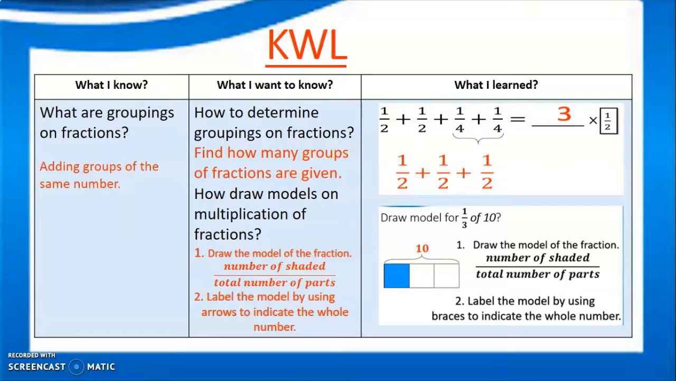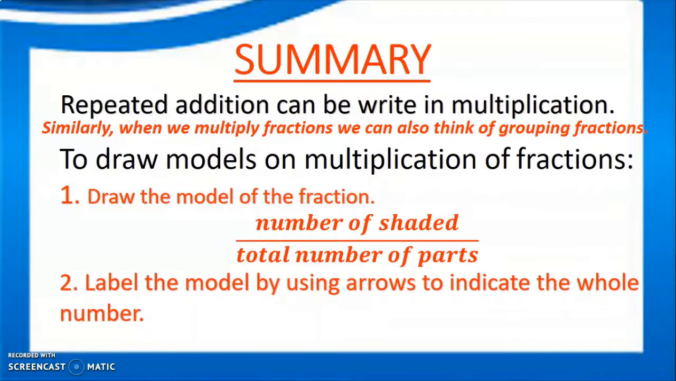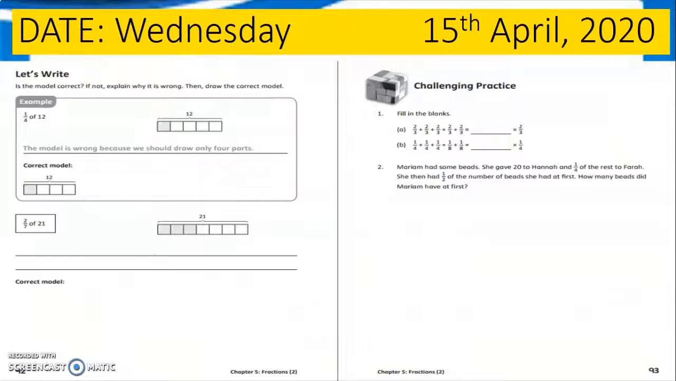Okay, so in this lesson, you learned the groupings on fractions, how to determine the groupings, and how to draw models on multiplication of fractions. To sum up our lesson, repeated addition can be written in multiplication. Similarly, when we multiply fractions, we can also think of grouping fractions. To draw models on multiplication of fractions, first draw the model of the fraction. The numerator is the number of shaded and the denominator is the total number of parts. Then label the model by using arrows to indicate the whole number.